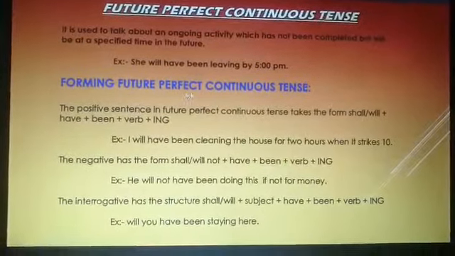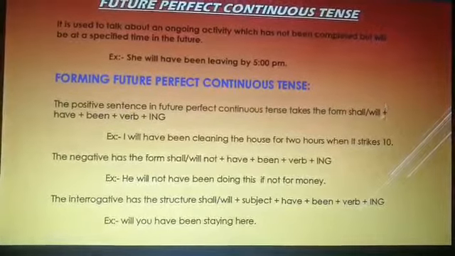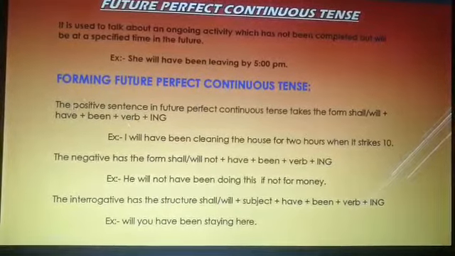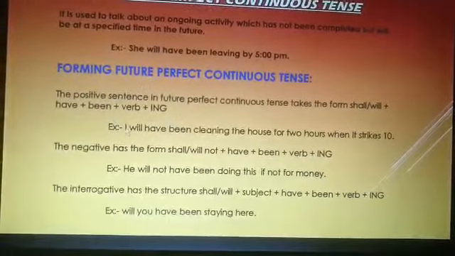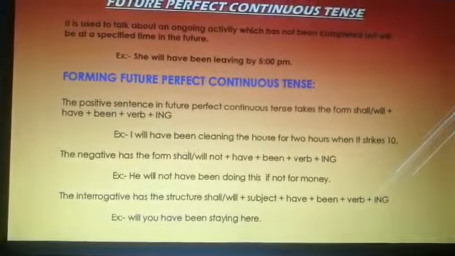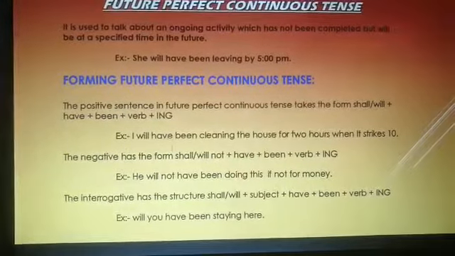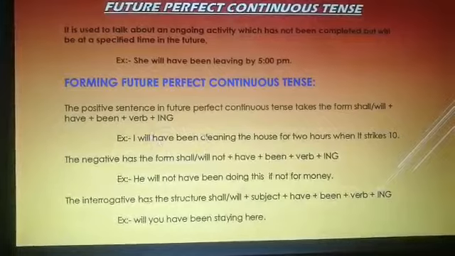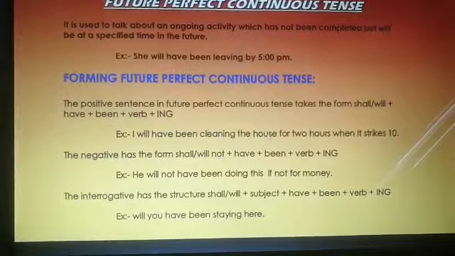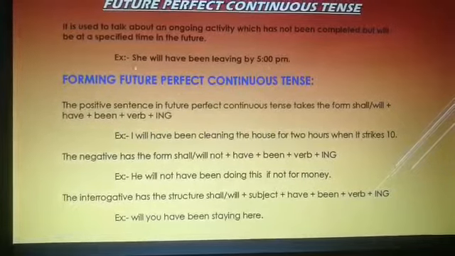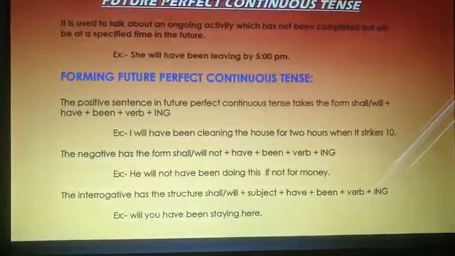Now, forming future perfect continuous tense. The positive sentence takes the form shall or will plus have plus been plus verb plus the ing form. Like for example, I will have been cleaning the house for 2 hours when it strikes 10. Means you can see in the sentence, it has begun in the past and is continuing. It continues in the future. Future perfect continuous tense talks about the event that will continue in the future.